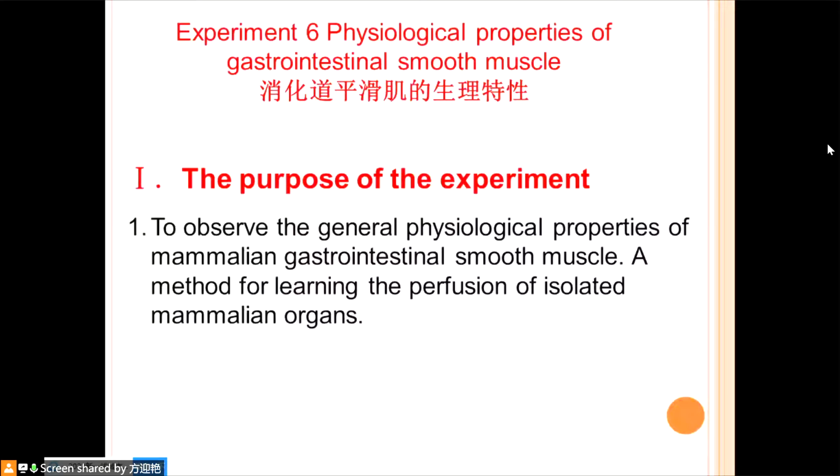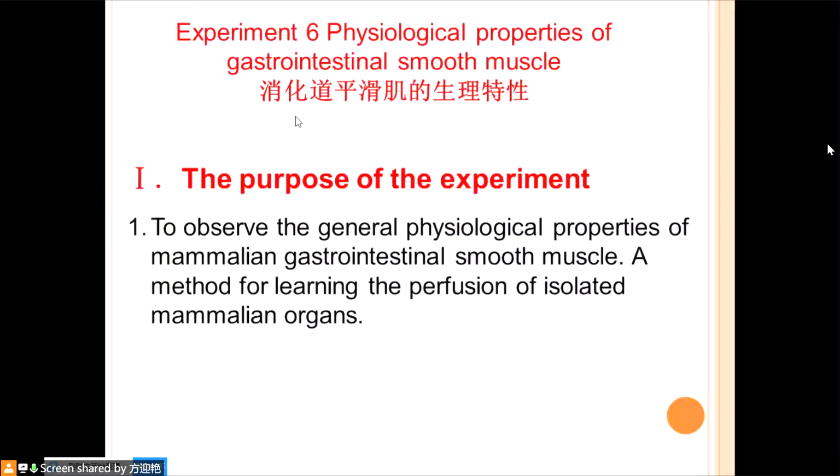This class we will talk about experiment 6. In experiment 6 we basically study the physiological properties of the gastrointestinal smooth muscle. We have also studied this in chapter 7, the gastrointestinal system.